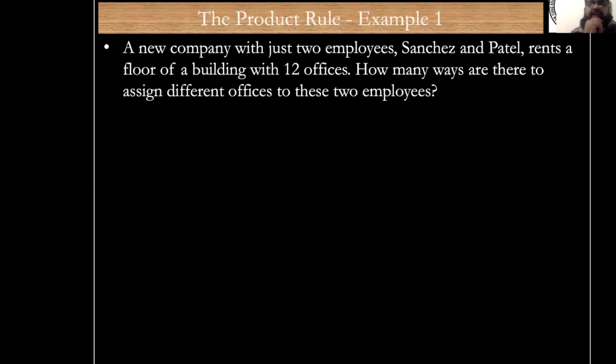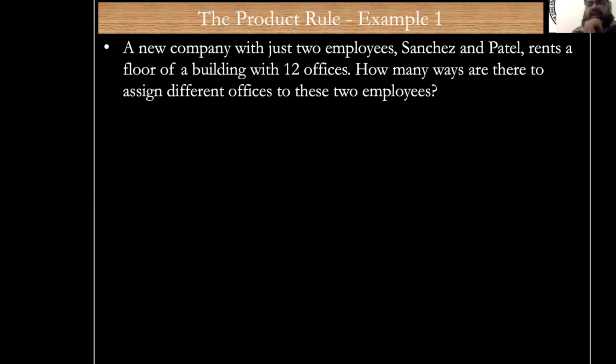And to understand it, let's look at a simple example. A new company with just 2 employees, Sanchez and Patel, rent a floor of a building with 12 offices. So there are 12 offices on the floor, and there are 2 employees who are sitting there. So how many different ways are there to assign different offices to these 2 employees?